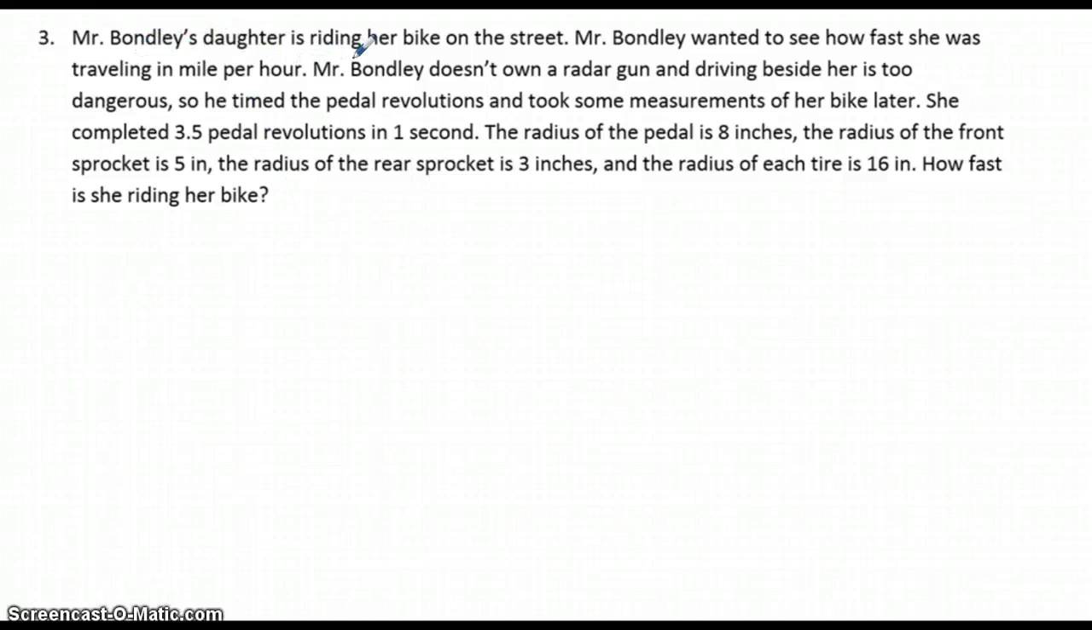All right, Mr. Bondley's daughter is riding her bike on the street. Of course, I want to find out how fast she was going, and of course, I do not own a radar gun. However, I could time her pedal revolutions per second, and then I can measure certain components of her bike. And let's figure out how fast she is riding her bike in miles per hour.